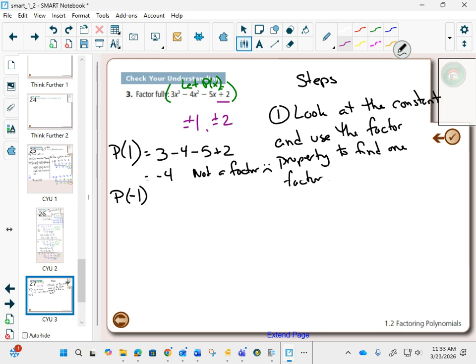Now I'm going to try p of minus 1. You see a negative cubed will be negative, so this will be negative 3. A negative squared will be positive times that negative 4, minus 4. Negative times positive, positive 5, plus 2. I get 0. Super happy, both as a teacher and as a student. I now know that x plus 1 is a factor.